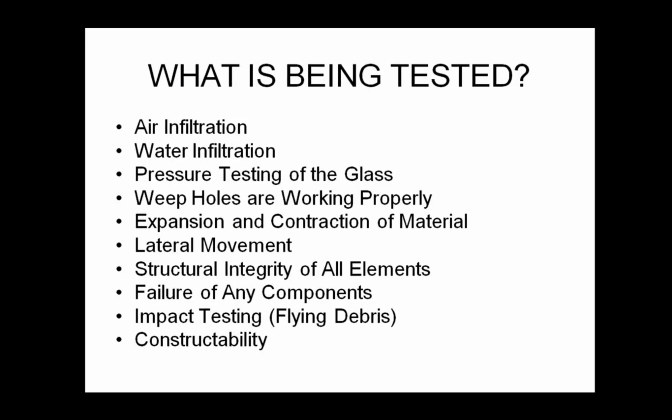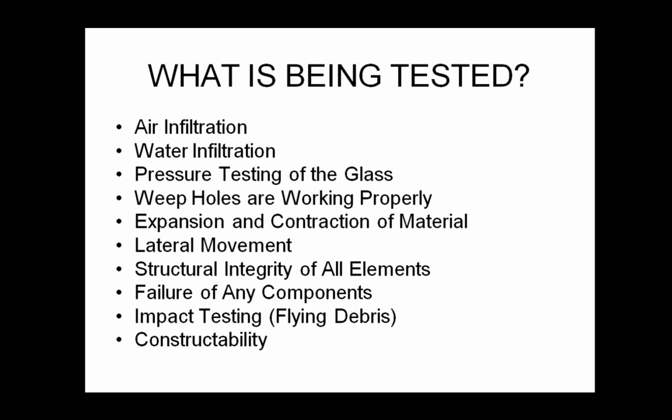So what's being tested by all this wind and water and stuff? You're testing for air infiltration in areas that you don't want air. Will water get into places where you don't want it? Does the glass hold up to the pressures and the winds applied? Do the design drainage or failure protection design elements work, like weep holes? So if water does get in, does it go out the right way? Does it travel through the right way, or does it get to somewhere where it shouldn't?